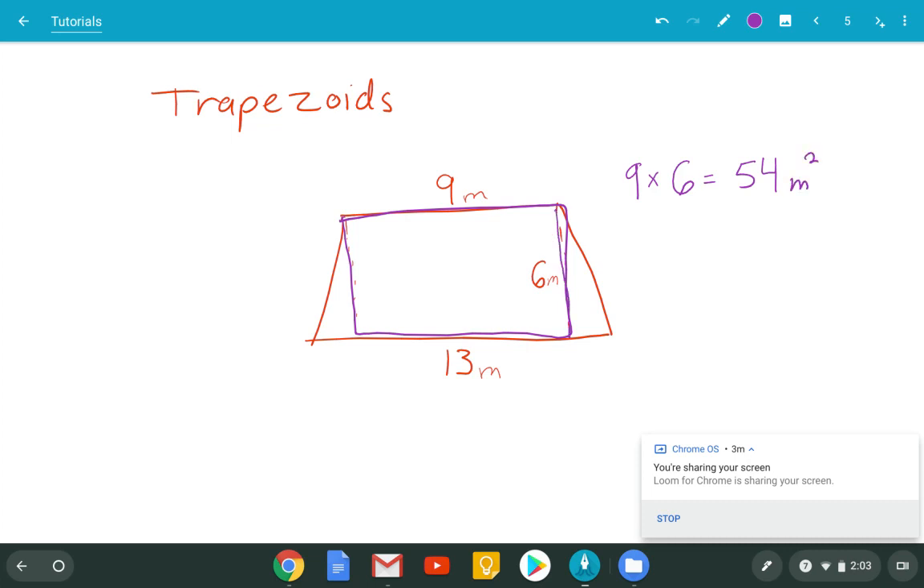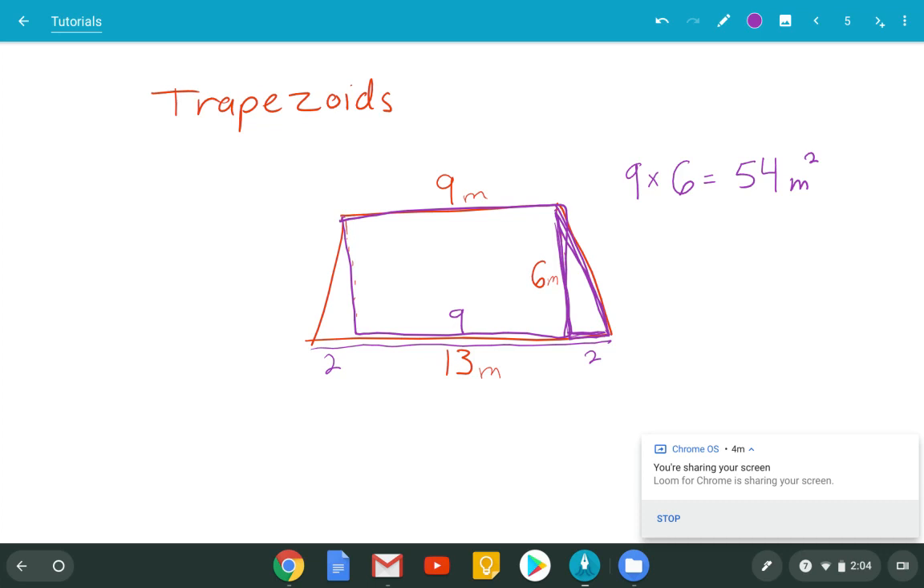Then we also have two triangles that we have to think about. We know that the triangle is 6 meters tall. We do not know what the base of the triangle is. We can figure that out, though, knowing that the base of this rectangle is 9 meters and the whole line is 13 meters. So if we have 13 meters total, 9 of them are being used for that rectangle. Then we have 2 on this side and 2 on this side. So 9 plus 2 is 13. So this triangle is a 6 by 2 triangle.